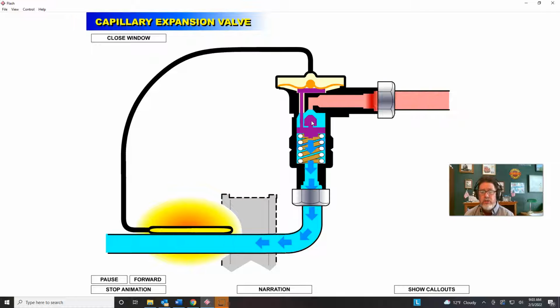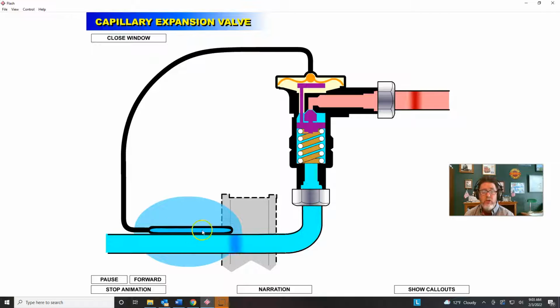One of the questions that I'll ask my students is, hey students, what would happen if this capillary tube right there, the tape that's holding it on the suction line, falls off? What will happen to the system? You may want to pause the video to think about this a little bit, because I'm going to give you the answer here in a few seconds.